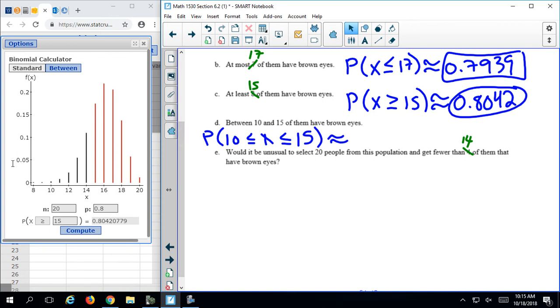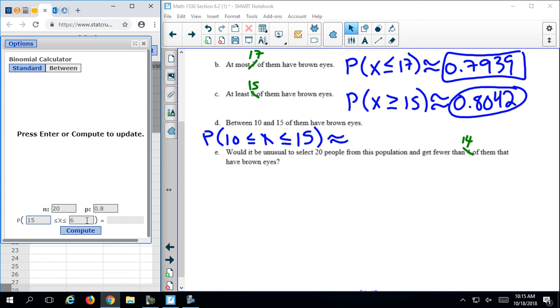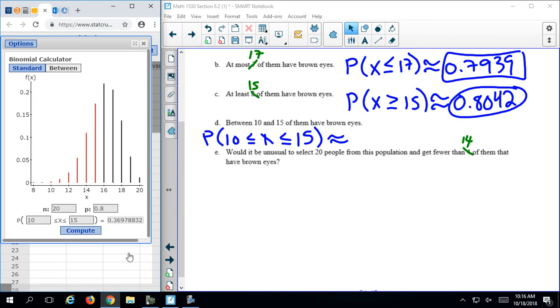So again, this calculator is very nice. It has a between option at the top. So you click this button at the top, between, and it'll let you type these in. I did that wrong. 10, from 10 to 15. And again, it highlights in red what you're calculating, so that'll help you decide if you've done it correctly. So 0.3698.